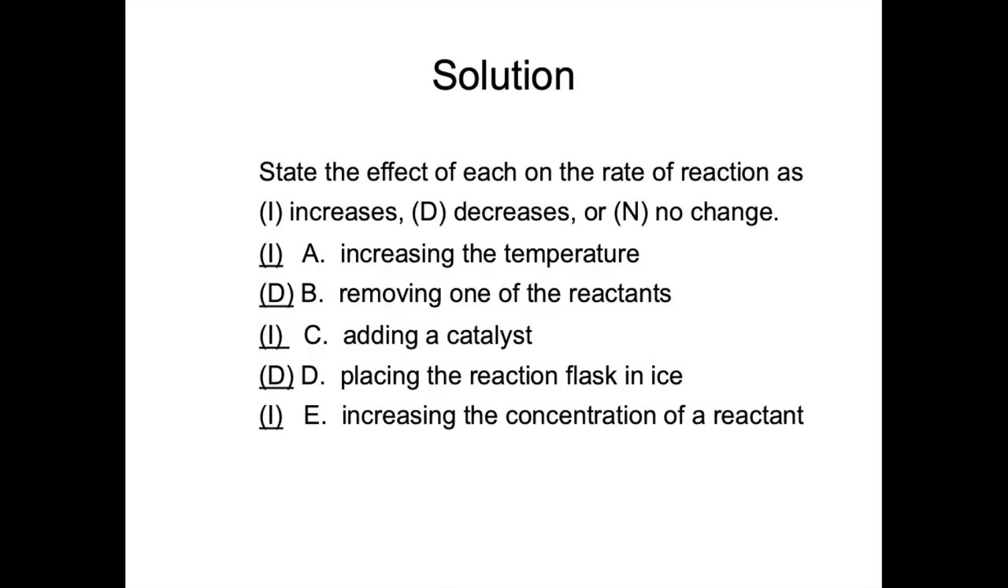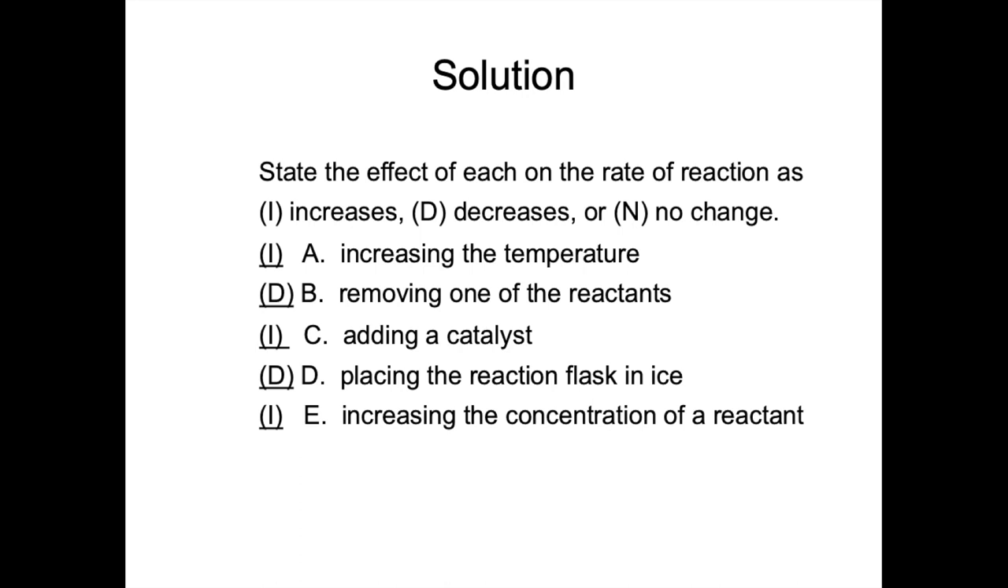If you remove one of your reactants, I think here they're implying you're removing some of it, not all of it. Obviously, if you completely remove a reactant, you're not going to have any reaction, because you have a reactant missing. But I think here, by remove one of the reactants, they mean you're lowering the concentration. So there are going to be fewer of those molecules available to have collisions, and therefore fewer successful collisions. Adding a catalyst, of course, we see that increases the rate.